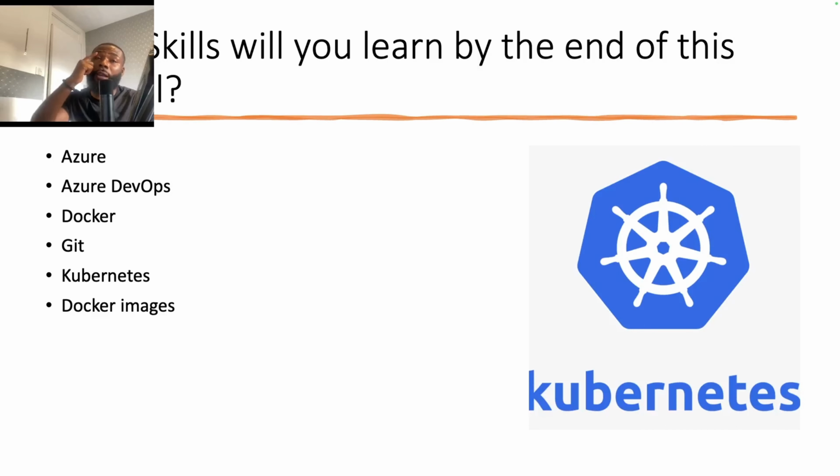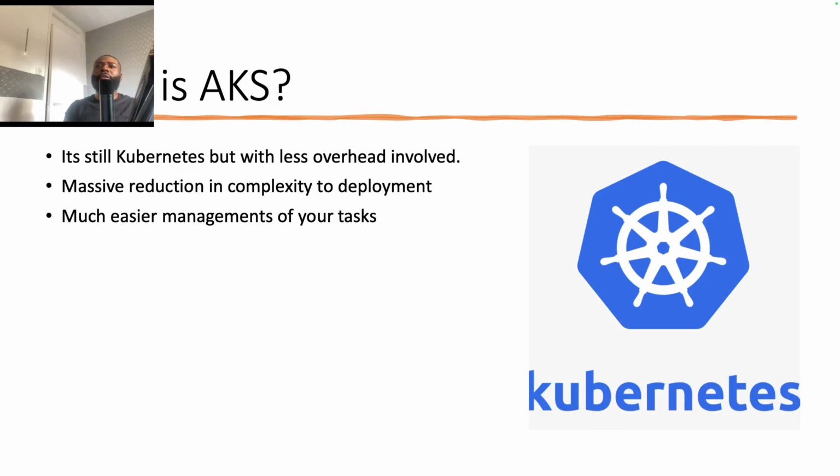So what skills will you learn by the end of the tutorial? Well, the first thing I mentioned is the Azure skills. We're going to be deploying on Azure, so you will learn a little bit about Azure. The repository that we're going to be using to store our code would be Azure DevOps, so you can become a little bit familiar with that. Of course, Docker for our Docker images, and then Git, because we're going to be pushing and pulling. And of course, this video is about deploying to Kubernetes, so Kubernetes will be something that you will learn, and Docker images also is something that I hope you'll be able to learn at the end of this video. So let's get straight into it.